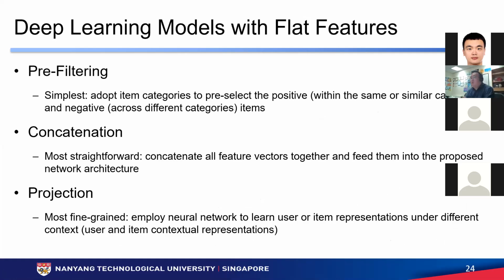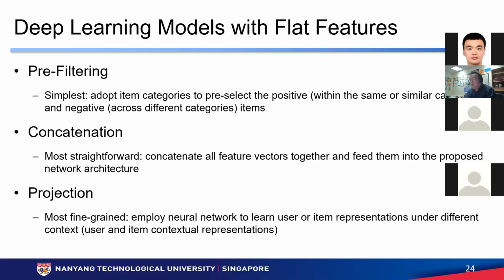So to summarize, among those deep learning models, flat features are typically leveraged in three different ways. The simplest way is pre-filtering. The flat features will be used to pre-select some items. For example, if the items are from the similar or same categories, they are positive items, and if the items are from different categories, then they are negative items. So this is the pre-filtering approach.